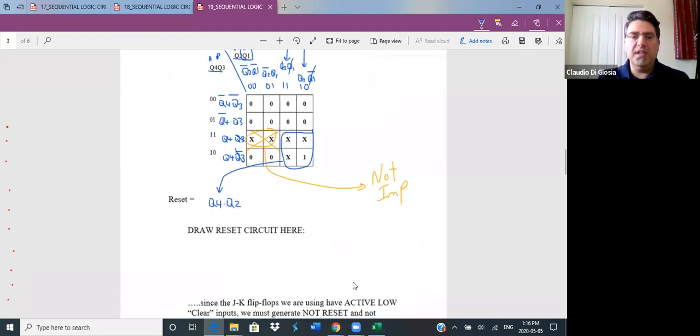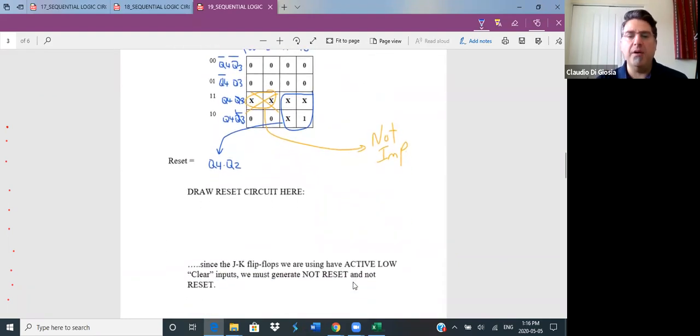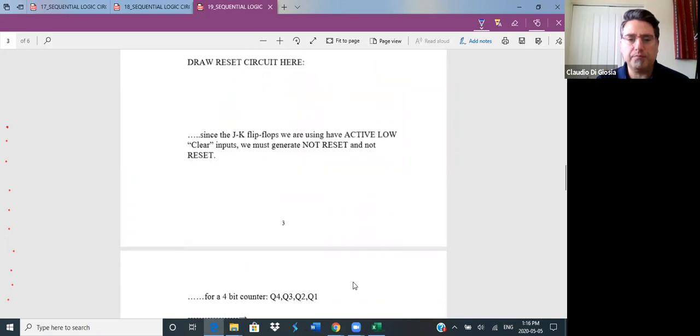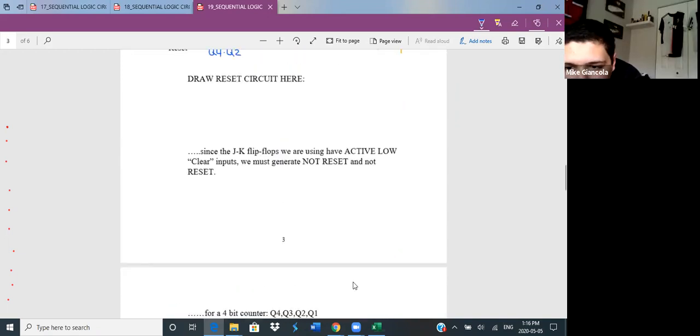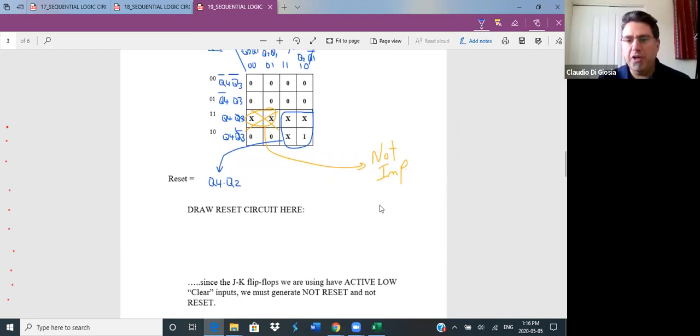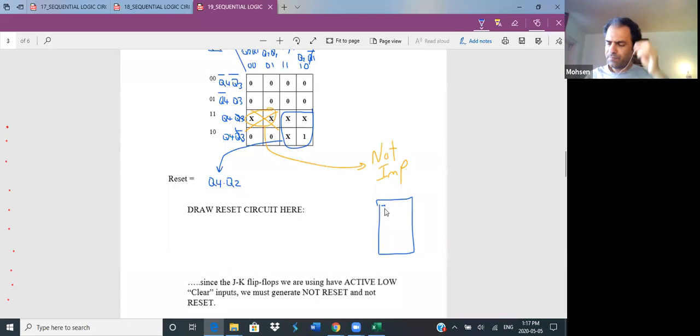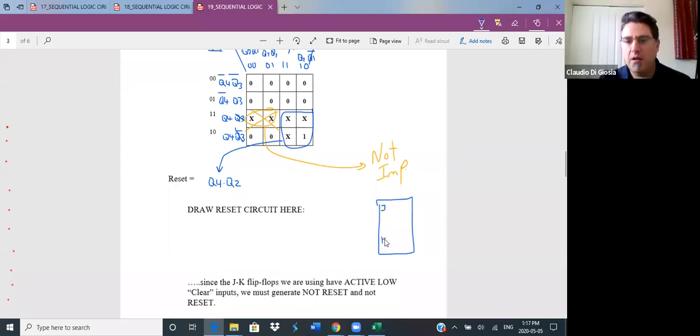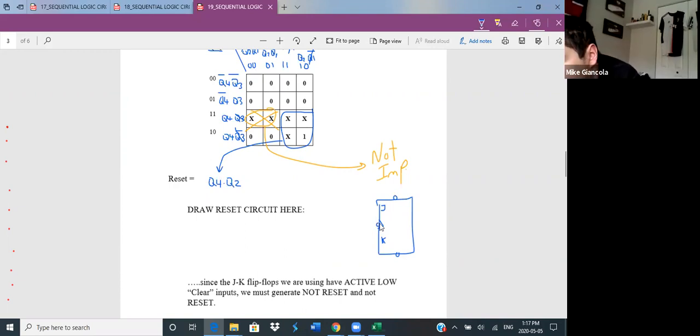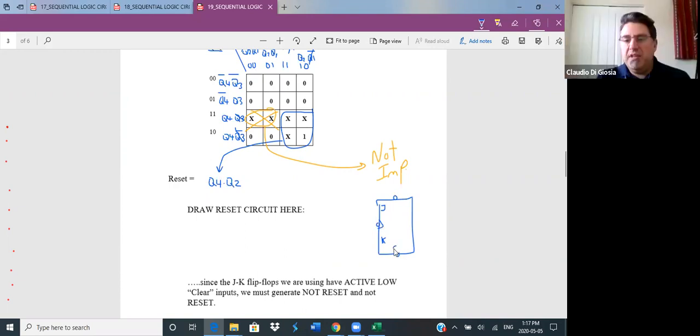Okay? So it says here, draw the reset circuit. Now, the only other thing here is that if I were to draw a JK here, right? So I need a J, I need a K. You're going to need to do this, by the way, eventually and draw all this. I'm going to have a preset and clear and an inverter here. Okay. Remember the clear, which is at the bottom.